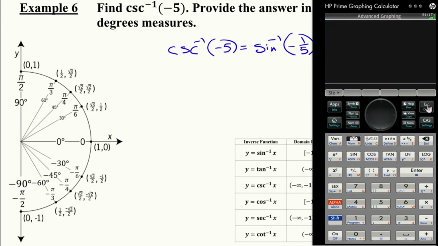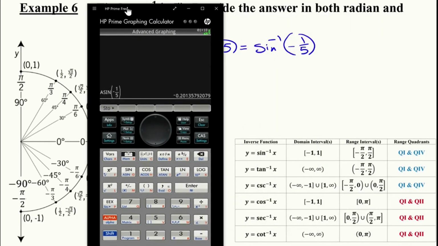So I'll go ahead and enter shift sine. Notice HP uses kind of the old arc sine notation. And we're just going to type in -1 over 5, and then we can hit enter. So there is the answer in radian mode. So the angle between -pi over 2 and pi over 2. Notice that both inverse sine and inverse cosecant are defined in that same region.